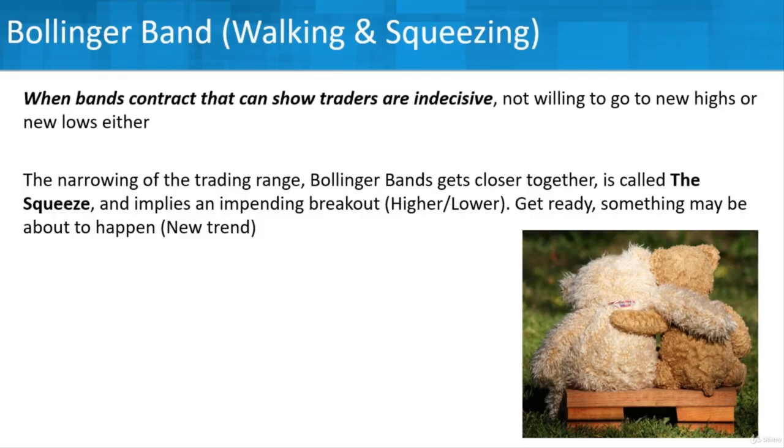Everything's starting to narrow out. There's less volatility. It's squeezing together. And that's what's going on here. The narrowing of the trading range, the Bollinger Bands get closer together. That high and that low get closer together to the middle, and that's called the squeeze, and implies an impending breakout.